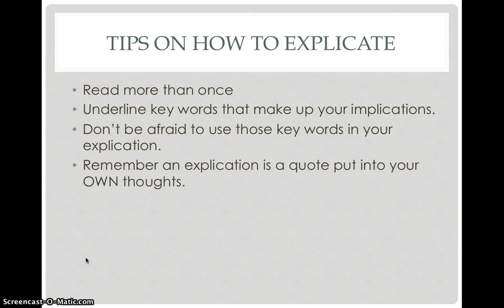Underline keywords that make up your implications. You can use these words in your explications. Your explication should only be 2 to 3 sentences, maybe even only one, so really 1 to 3 sentences long, to just basically explain your text. Don't be afraid to use these keywords, but also don't just repeat the quote. Put in your own thoughts. I know you guys can summarize, you're great at that, but do not give me a summary of what was just said. Put in your own thoughts and your own implications and explain what you think.